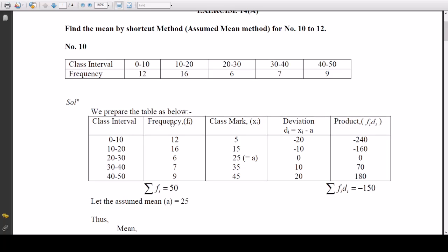Now the sum of frequency, you are getting 50. The sum of fi di, if you add this, minus 240 and minus 160 gives minus 400, plus 70 and 180 is 250. Since minus is greater, if you subtract, you will get minus 150.